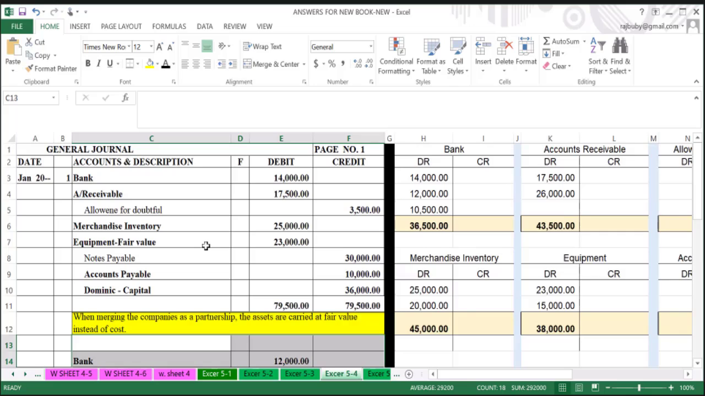Matilda, yeah. I'm on the step of accumulated amortization. I have read the notice that when merging the companies as a partnership, the assets are carried at fair value instead of cost. But I don't have the number of years that were equipment, for example, that were used. For how many? Useful life. How many years they used, right? Right. That one, I think they will give in the instructions, but in this trial balance, they didn't give anything. Okay.